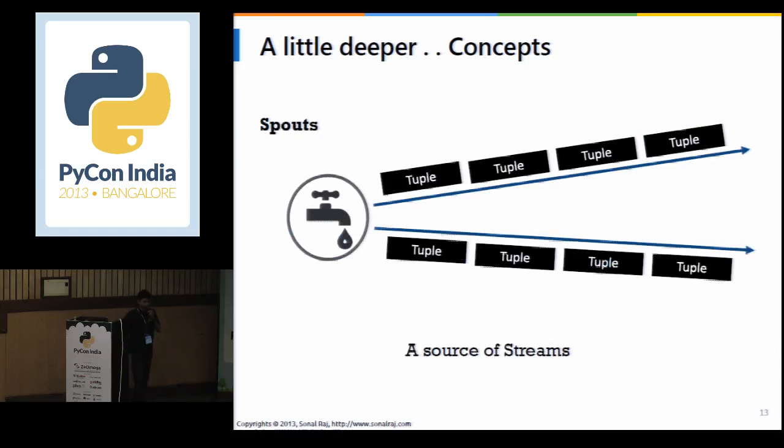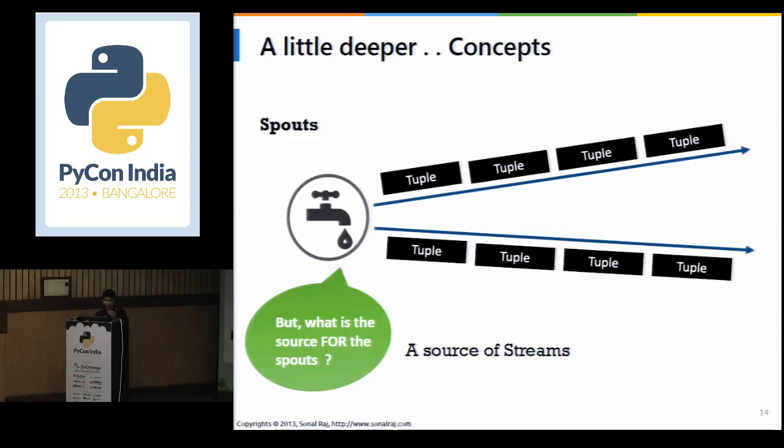Next we have spouts. Spouts are those components of the topology which produce the streams. A spout basically has the code which takes in raw data from a source. One question that you might ask is, what is the source for the spouts? Where does it take the data from to produce a stream? The answer is that Storm can take raw data from anywhere.